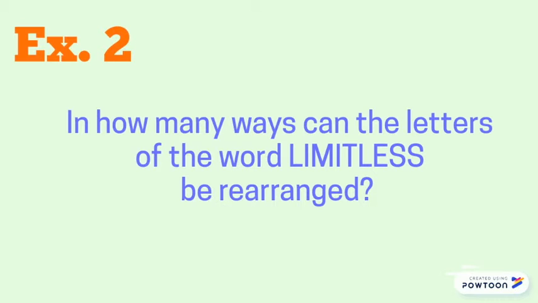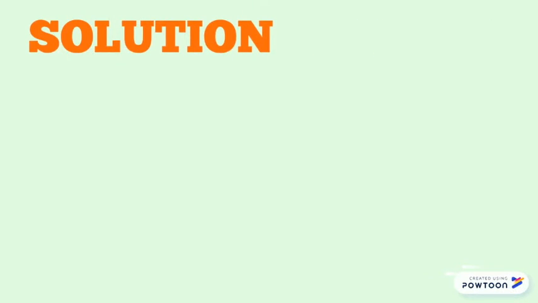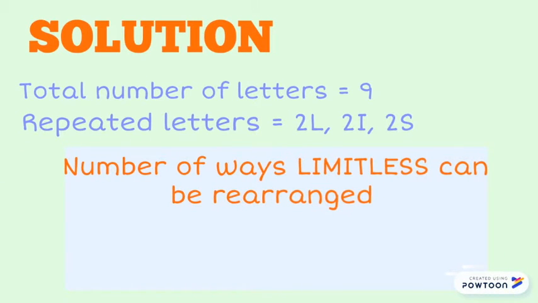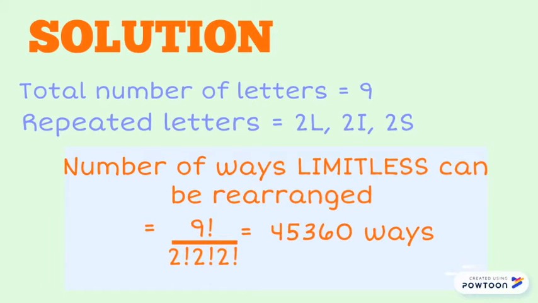In how many ways can the letters of the word limitless be rearranged? So the solution is, total number of letters is 9. Repeated letters are 2 L's, 2 I's, and 2 S's. Number of ways limitless can be rearranged is 9 factorial over 2 factorial, 2 factorial, 2 factorial, which is equal to 45,360 ways.